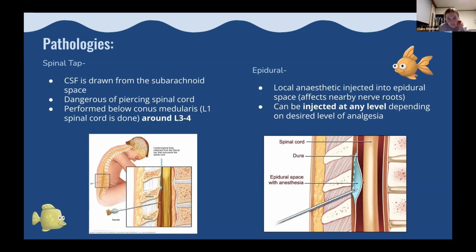Except you don't actually ever want to get the needle onto the spinal cord, because if you damage those nerves, that'll be a problem. So you're always trying to get into these spaces. A spinal tap is when you draw cerebrospinal fluid from the subarachnoid space, whereas an epidural is when you're giving local anesthetic.